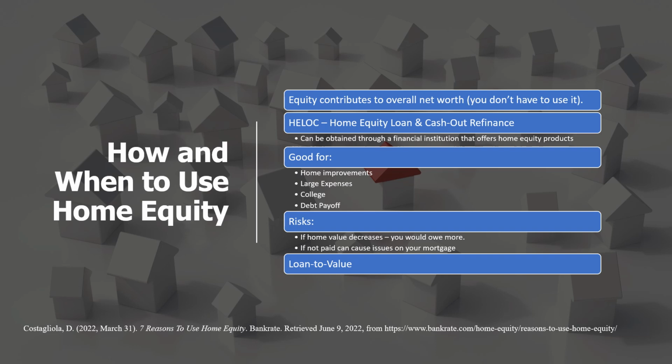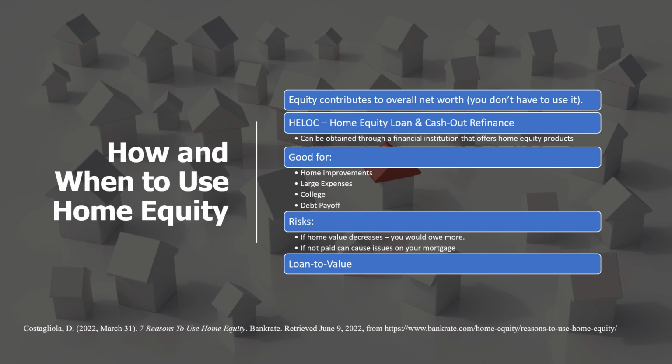The major risk of taking out a HELOC type loan is that if the home's value decreases, you could end up owing more if you don't pay back that money on your equity loan. It can also then cause complications for your mortgage itself.